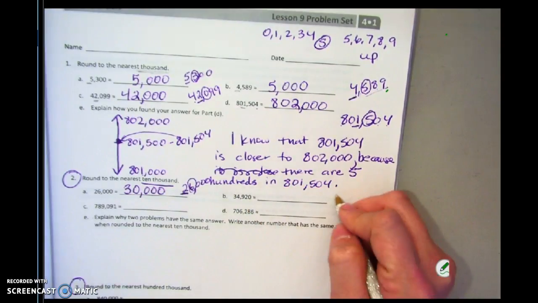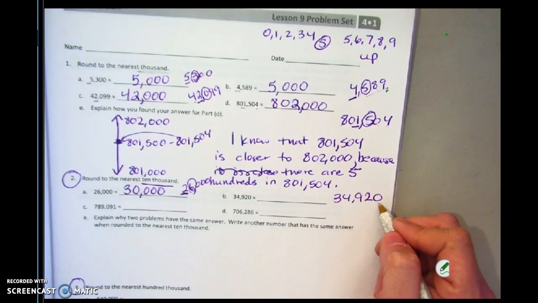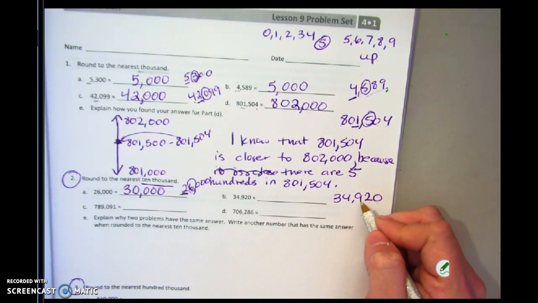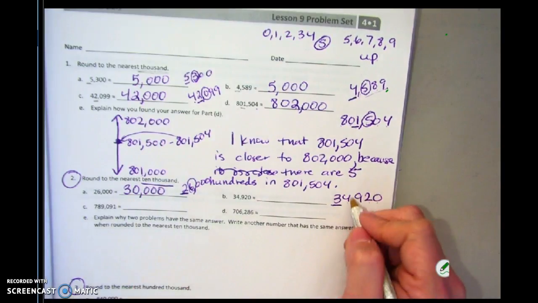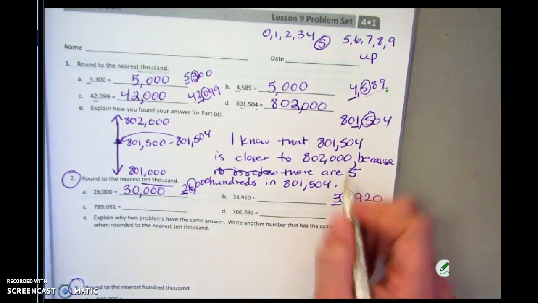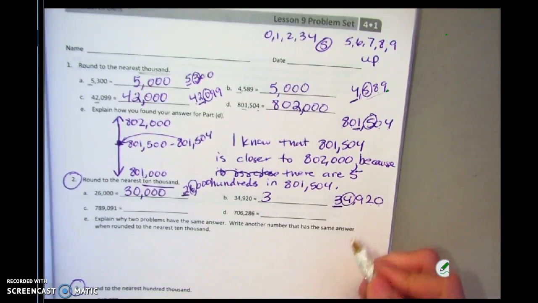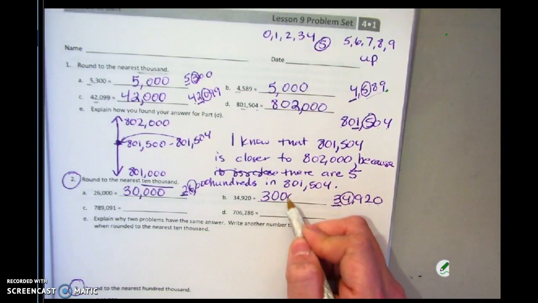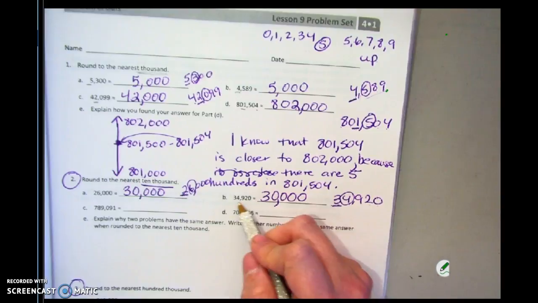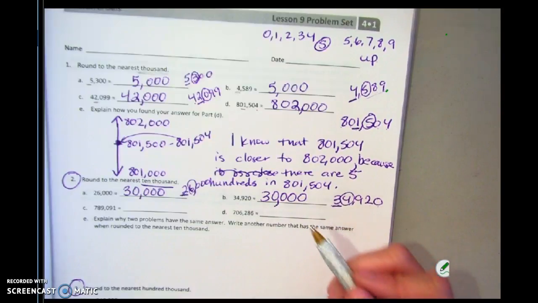Going on to B. So when I look at B, I know that I'm going to rewrite my number. I'm going to underline, count over first. Ones, tens, hundreds, thousands, 10,000. Check my place value. I'm going to the 10,000s. I'm using the 4. The 4 tells me that the 3 is going to stay the same. The 3 stays the same. Everything after it becomes a 0. A 0 in the thousands, the hundreds, the tens, and the ones. So 34,920 is closer to 30,000 than 40,000.